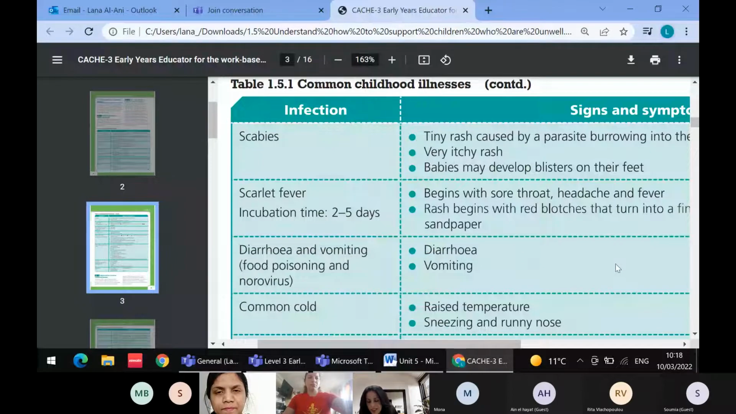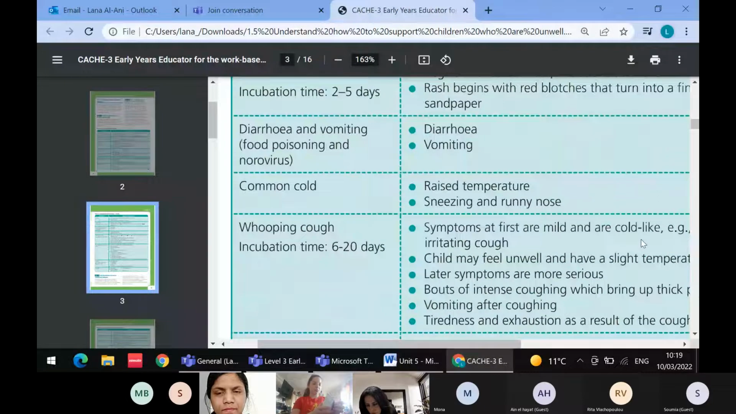Okay, so what's the reason you think for the diarrhea and vomiting? Bacteria or some viruses. Yes, very good. It normally comes from food poisoning. Food poisoning or E. coli infection. Excellent, well done. Yeah, upset stomach.